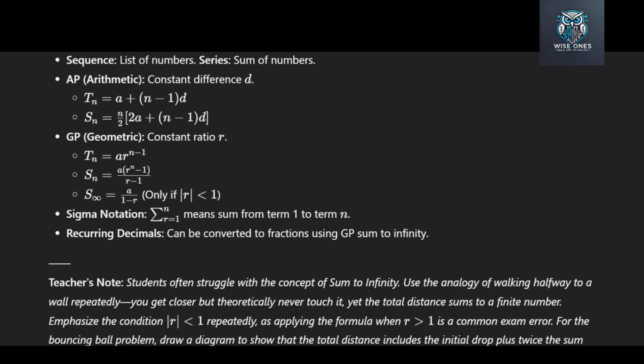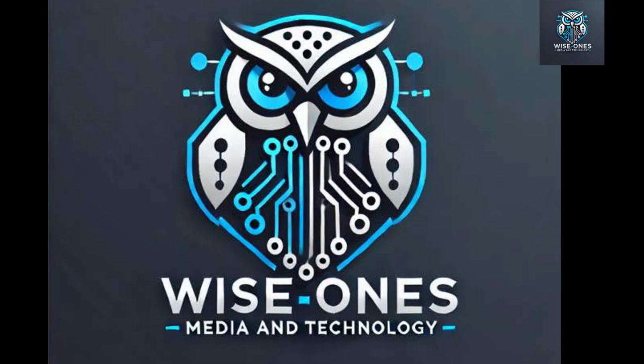I know this was a long lesson, but you have done amazingly well. Sequence and series can be confusing because of the many formulas, but you now have the tools to handle them. Remember, practice is the key. The more you practice identifying AP and GP, the faster you will become.